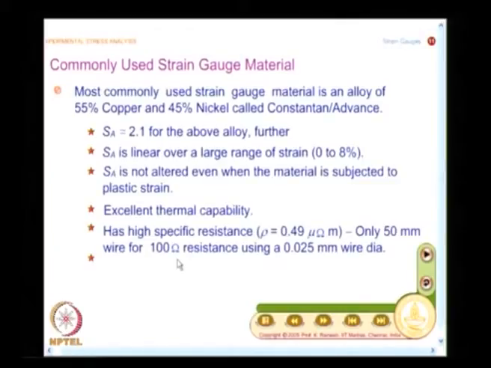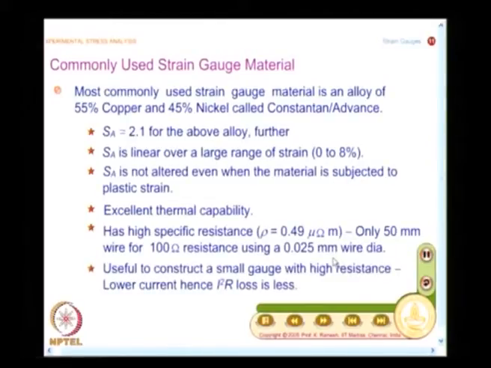So, if I have a 3 millimeter gauge length, it was about 36 millimeter long, and because I have a small gauge, I can also have a high resistance. For a given voltage supplied, the current passing through the conductor will be less. So, I will have I squared R loss is less.